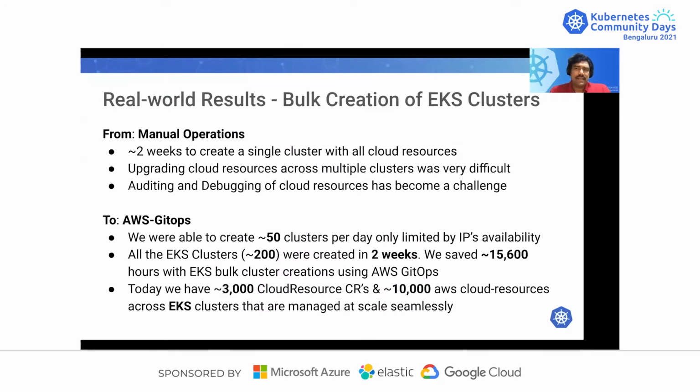Now, after we have this in place, we have seen tremendous results. However, I'll walk you through the state we were in before this, right? When we initially started creating clusters with the GitOps-based approach, a single cluster used to take 2 weeks. Although the core Kubernetes cluster creation as such was not taking much time, creating all the AWS resources was taking time. And managing these AWS resources, whenever we wanted to make changes across multiple clusters, got to be very difficult. And auditing and debugging of these clusters was a challenge as well, right?